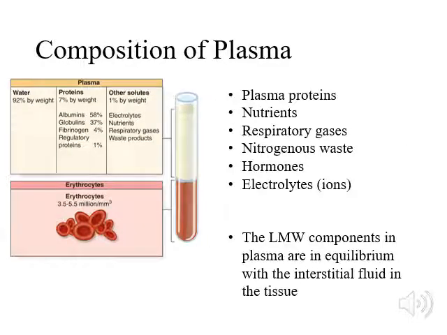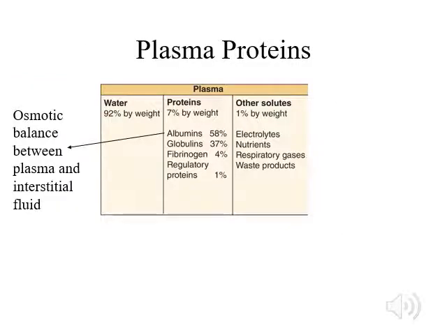Looking a little closer at the plasma, we can see that water is by far its major component. Second to that will be the plasma proteins. In conjunction with the plasma proteins, we will also have some nutrients, some respiratory gases, some nitrogenous waste, hormones, and electrolytes. Through the capillary walls, the lower molecular weight proteins within the plasma maintain an equilibrium with the interstitial fluid of the tissues. Albumin is by far the most abundant and most important protein in helping maintain the osmotic pressure within the blood. So if albumin production were to decrease, fluid within the blood will be drawn out by creation of an osmotic gradient between the blood and the interstitial fluid of the tissues.